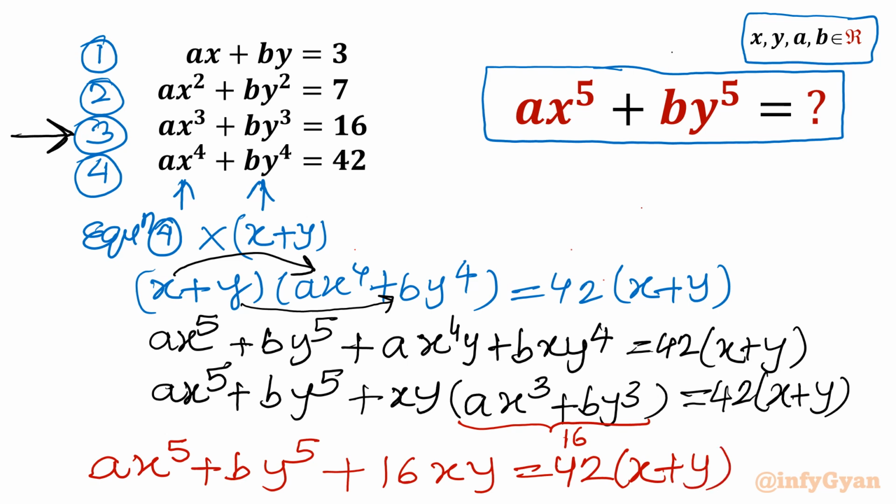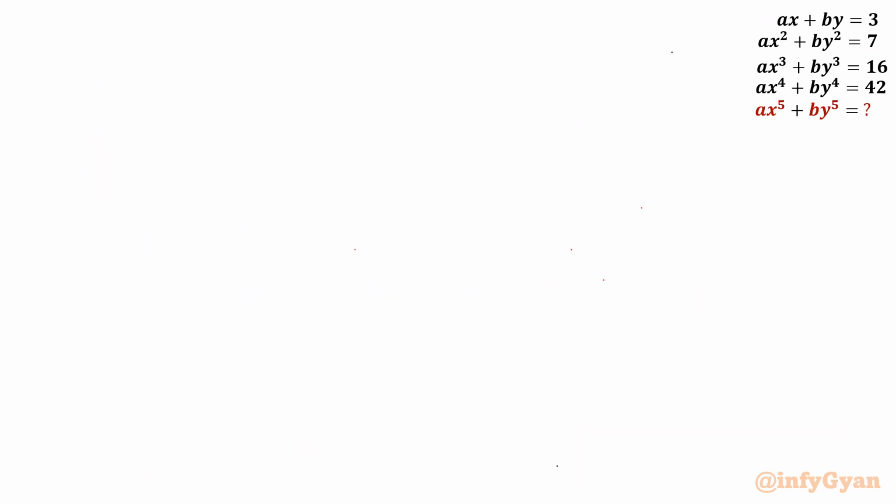But the problem is we do not know xy and x plus y. Let me call this equation number 5. So we have to find out the values of xy and x plus y. So what I will do, I will multiply equation 2 with x plus y. So let me write here equation 2 into x plus y. See what will come out.